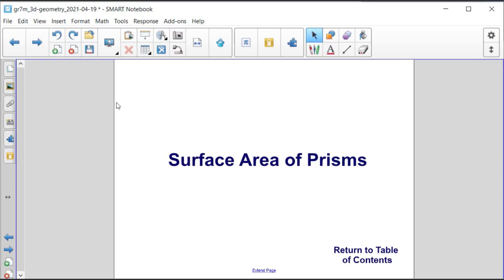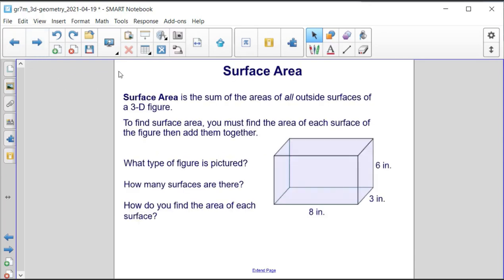Surface area of prisms. The surface area is the sum of the areas of all outside surfaces of a 3D figure. To find the surface area, you must find the area of each surface of the figure and then add them all together. If we look at this picture over here, what type of figure is this?